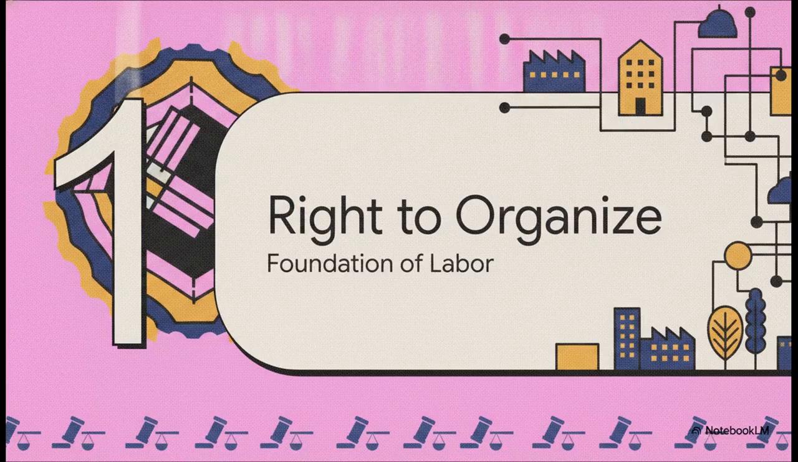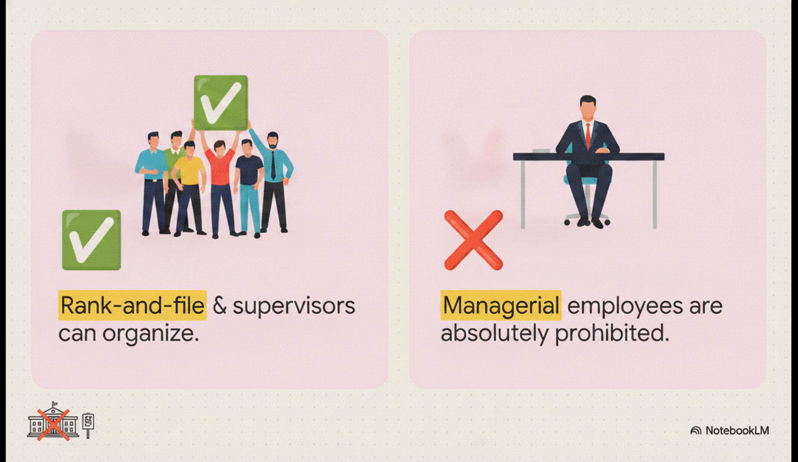Starting right at the beginning with Section 1, the right to organize. So this is the foundational step of the entire labor relations life cycle. In commercial, industrial, agricultural, and yes, even non-profit enterprises, the right to self-organize isn't just some nice suggestion, it is a fundamental constitutional right. It's the cornerstone that lets individuals come together for mutual aid and protection.